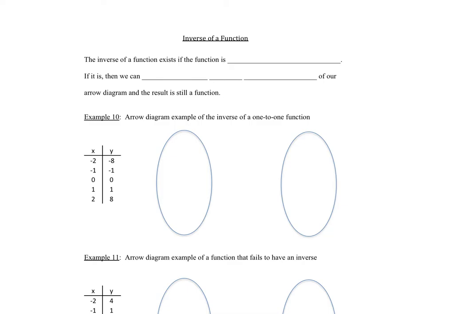Let's talk about the inverse of a function. The inverse of a function exists if the function is one-to-one. This is the whole reason why we studied this property of one-to-one functions in the first place. So if our function is one-to-one, then we can reverse the direction of our arrow diagram, and the result will still be a function.